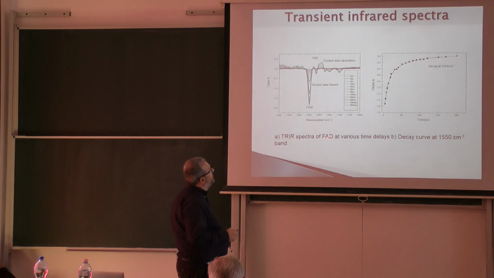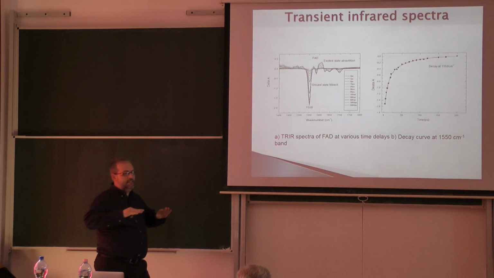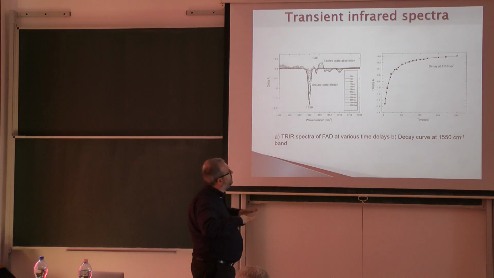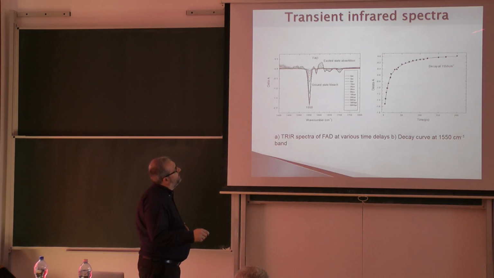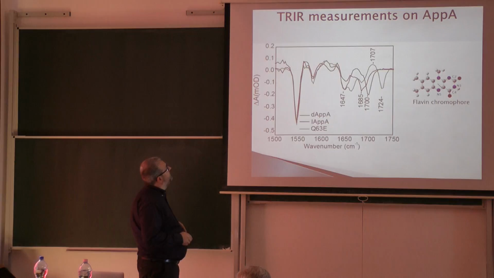This is the strongest one, it's the bleach at 1500, and basically this will be the vibration of the isoalloxazine ring. And this is what we measured here, and we have a nice relaxation actually. And if you compare the number from here and the number we measured with fluorescence or visible absorption, we will get the same numbers.